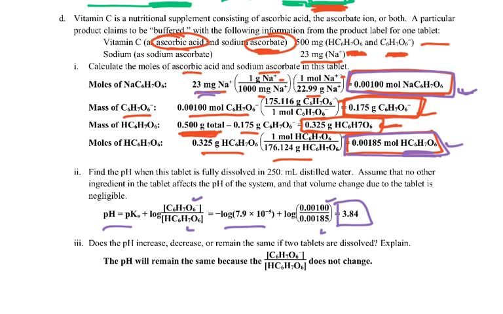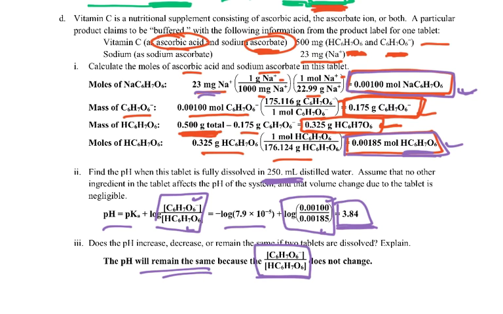Now what happens if we have two tablets? Okay, now this is saying one tablet in 250 milliliters. It really makes no difference what volume we use, because it's the ratio of these two species, the weak acid and its conjugate base, that determines the pH of this solution. So what happens here, if we were to use two tablets, we're still going to have the same ratio. So since that ratio doesn't change, then the pH will be the same in both cases.